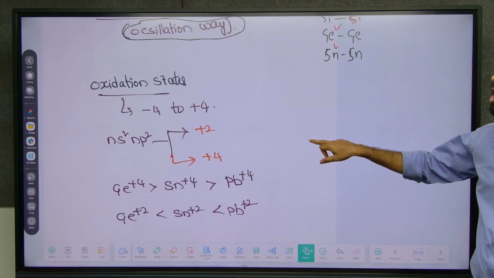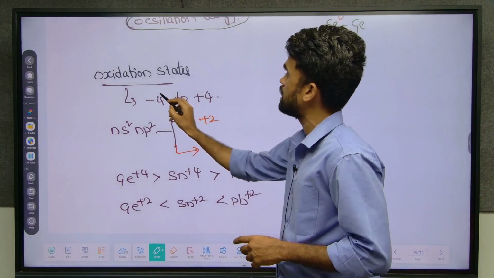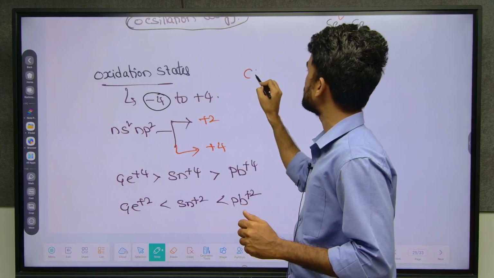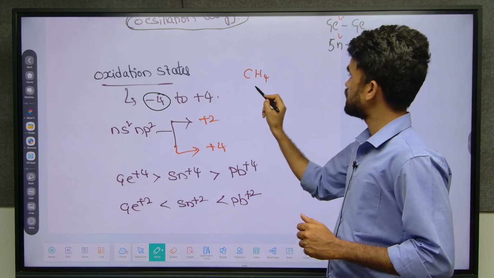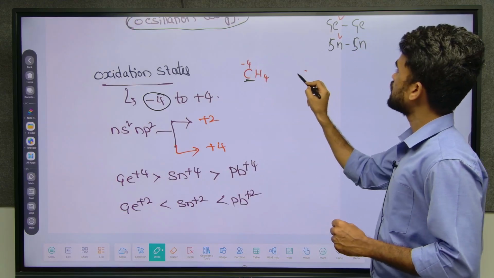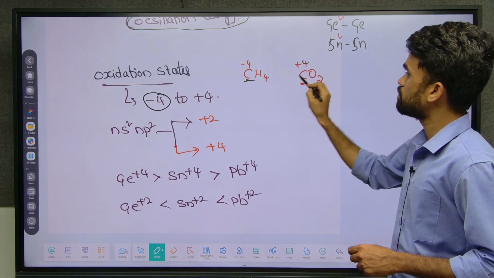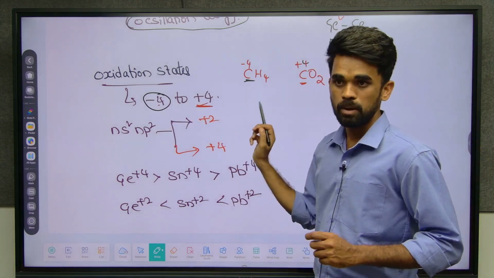Okay, next one, oxidation states. So what is the minimum possible oxidation state? It is -4. For example, methane, we are writing now. So in methane, what is the oxidation state of carbon? -4. Okay, if you are writing CO2, what is the oxidation state of carbon? +4. So minimum is -4, maximum is +4.